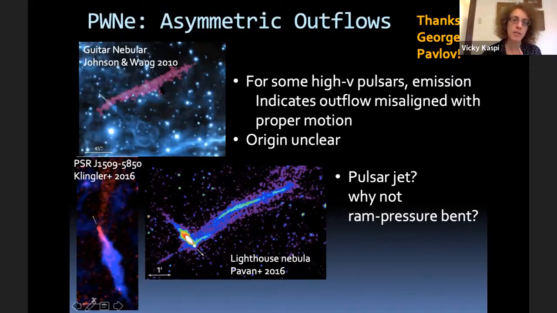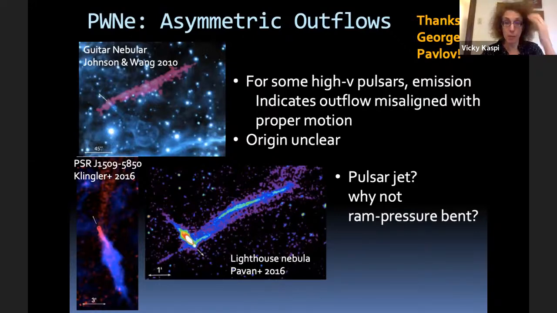But the X-rays show something totally different. This outflow that is totally misaligned. You might say, how do you know it's even related to the pulsar? Well, because in proper motion, in observations over multiple years, you can see the pulsar moving on the sky and that line of X-ray emission moves with it. So the origin of this is quite unclear.